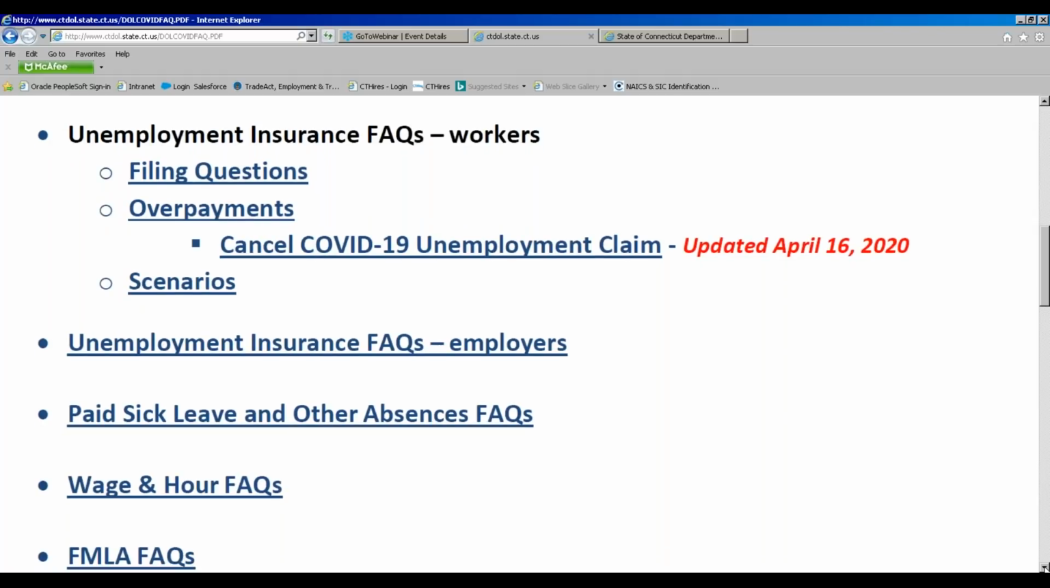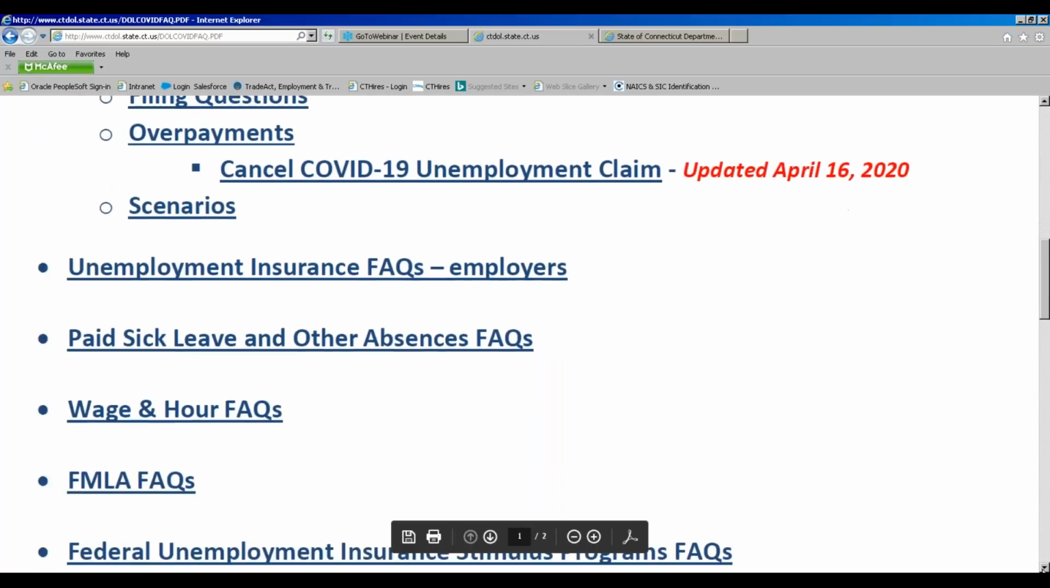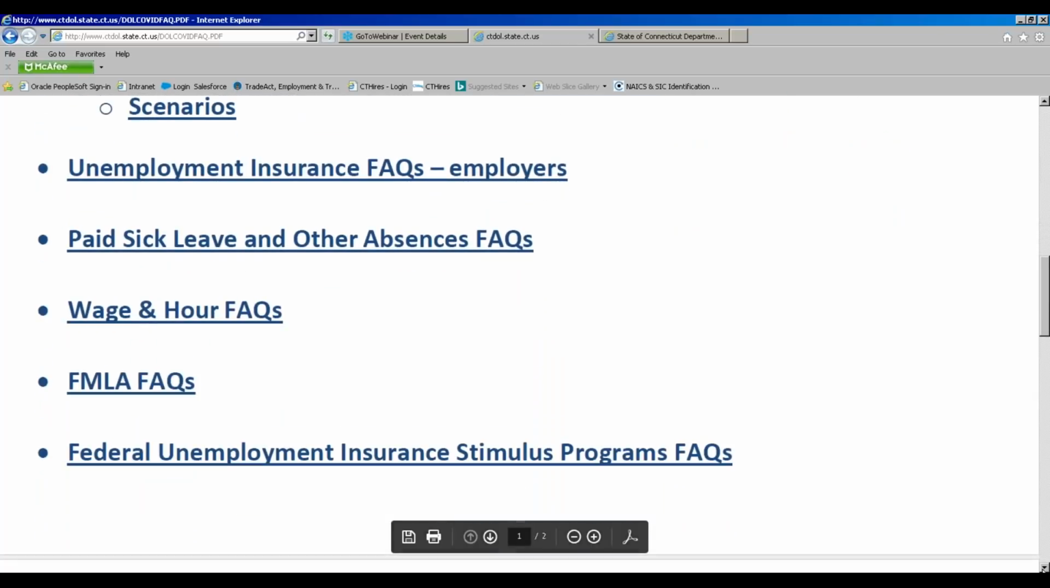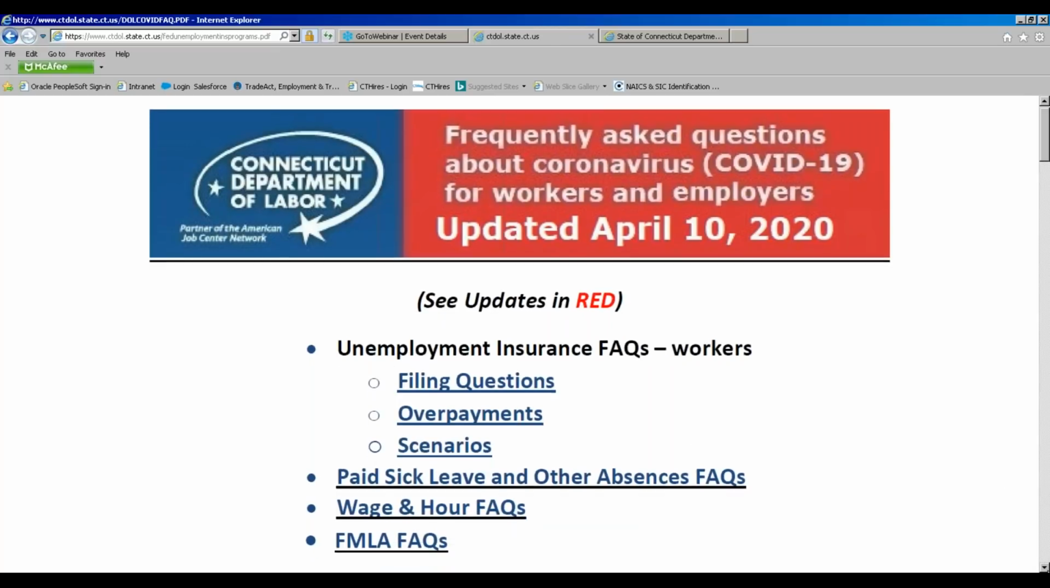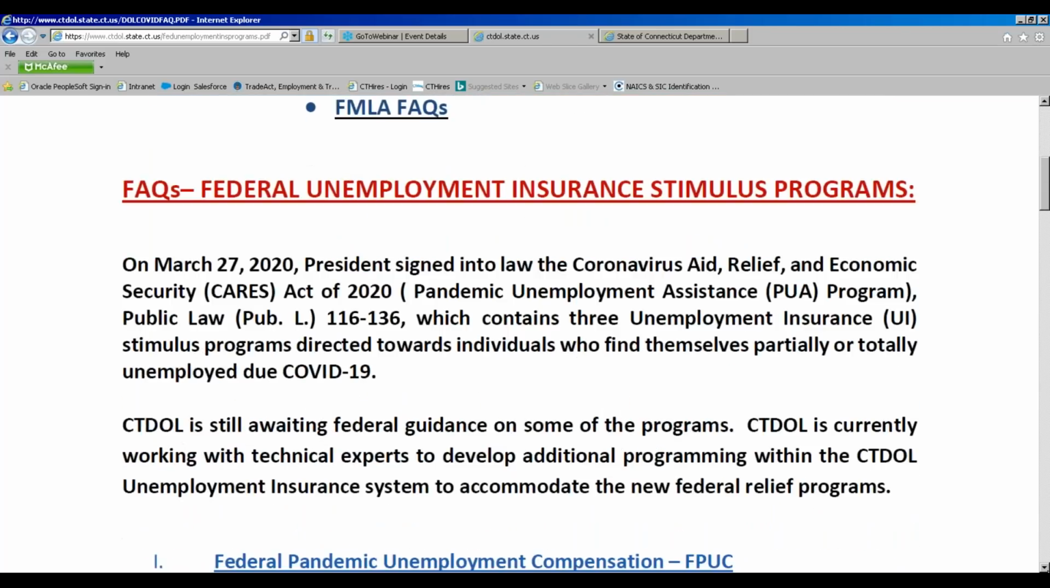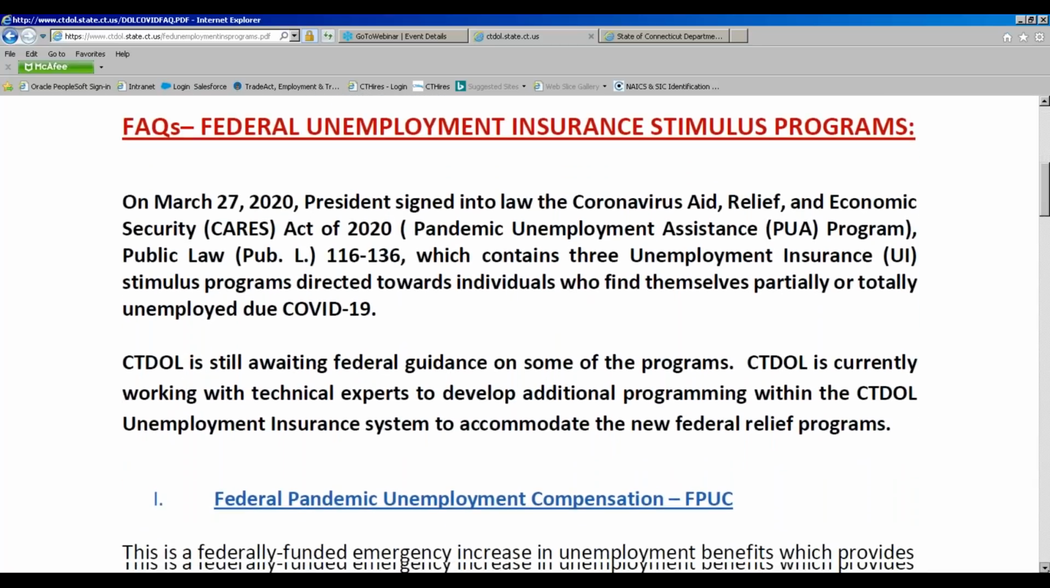This is a very informative page, and it's updated on a daily basis. Again, as another helpful tip, we recommend that you visit this page on a daily basis to see the updates and to see if we can answer any questions you might have. A little bit lower in the frequently asked questions is a link for the Federal Unemployment Insurance Stimulus Program. And once we go there, I'm going to review a couple of the additional payments or programs that the CARES Act provides.